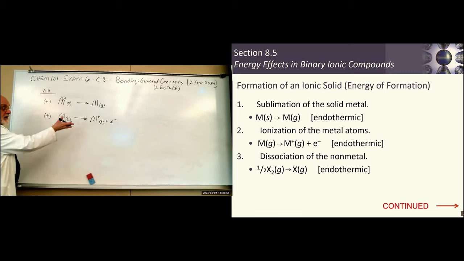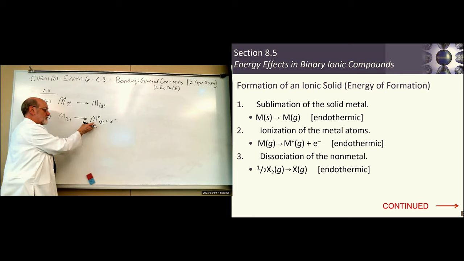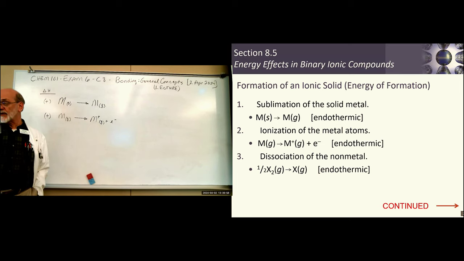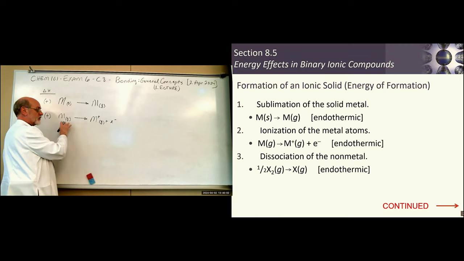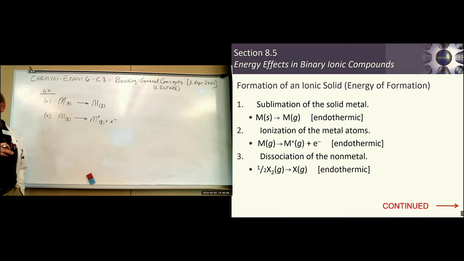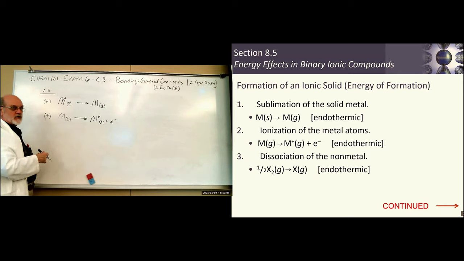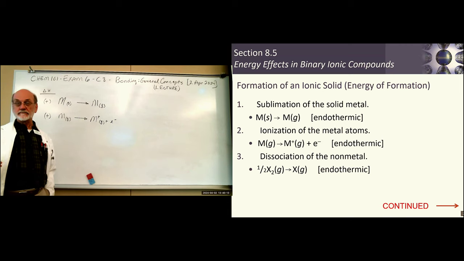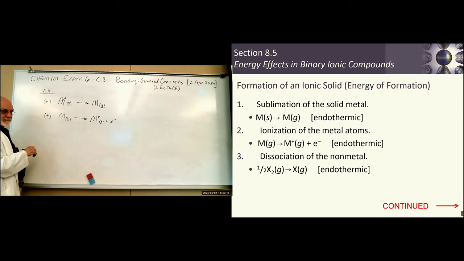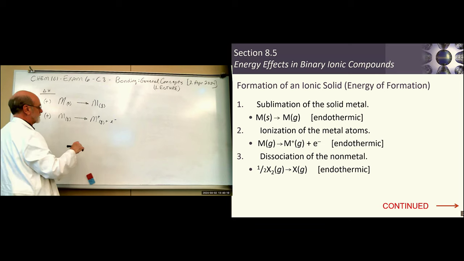Okay. Now, if we form a multiple positive charge, we got to go through another step, right? We got to take this one and strip off another electron. That adds more energy, right? Before, our example here is just a single charged metal, but it could be more than one charge, right? Then that's what we do for the metal.